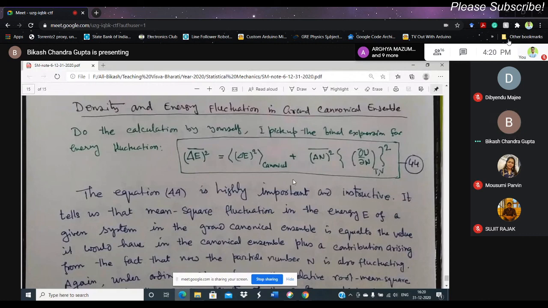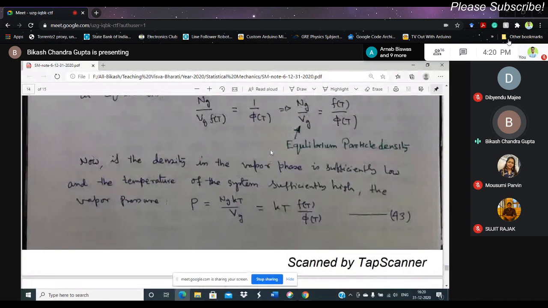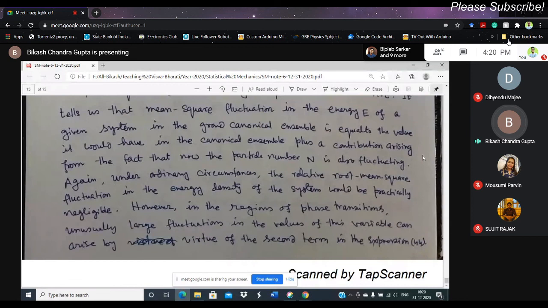So today I thought of stopping here, and the next day, means tomorrow, we'll talk about the density matrix approach.